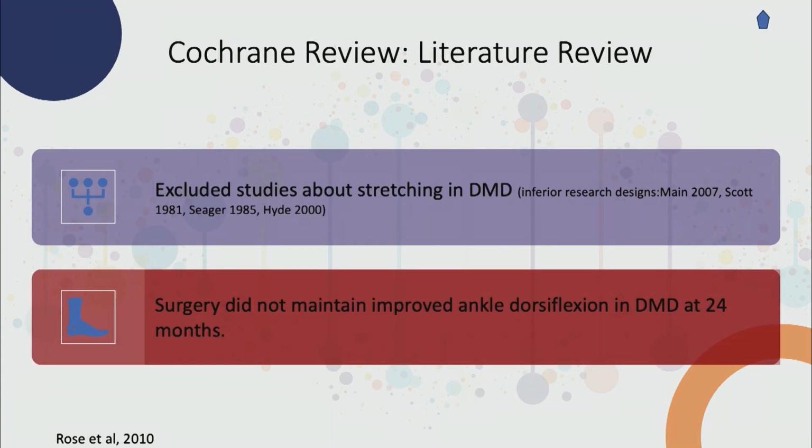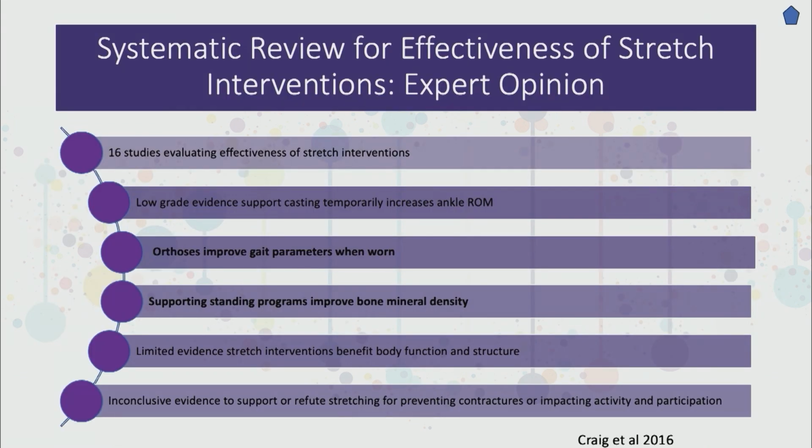So this one was cool. There was a Cochrane review done by Rose et al. in 2010. This does say a lot. In the Cochrane review, with the strict criteria they had, they threw out all the Duchenne data because of inferior research design. And the other thing they looked at was surgery. So if you're going to do conservative versus something much more invasive like surgery, did it help? And no, it didn't help. So we go to a systematic review that was done in 2016, looking at 16 more studies, and what they found is pretty much the same. Nothing says, yes, do stretching, or no, don't do stretching.